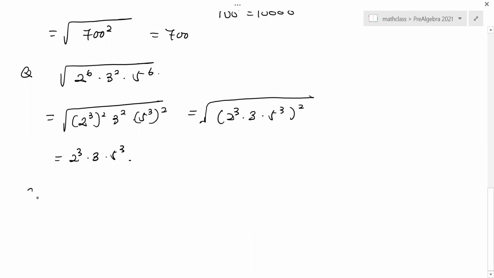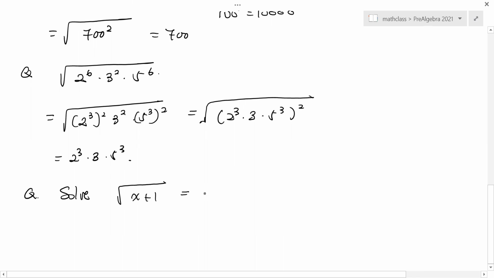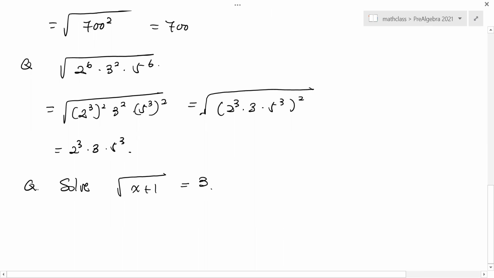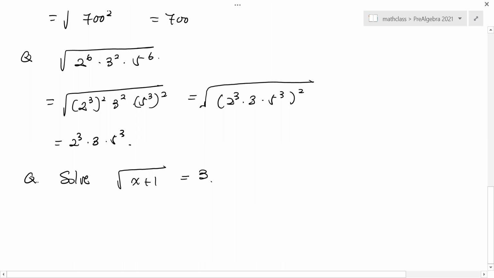So our next problem is, let's try to solve the equation: the square root of x plus 1 equals 3. Now this is not a linear equation, not at this moment. So how do we solve this problem? We're assuming x plus 1 is positive. So the idea is that you square both sides in order to get rid of the radical.